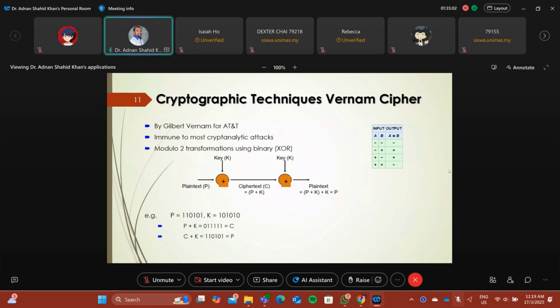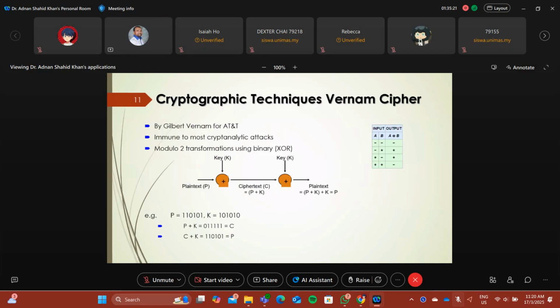This one is a very basic XOR mechanism, immune to most cryptanalytic attacks. This one is XOR. Most of the algorithms still use this. Even OTP uses XOR.